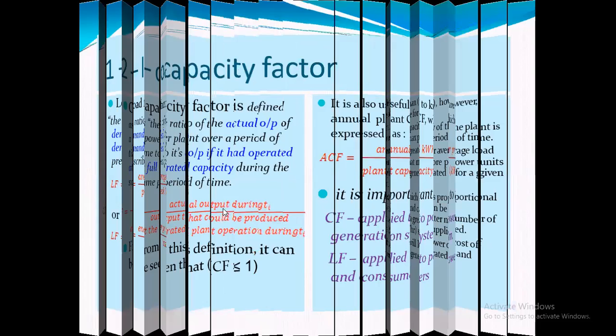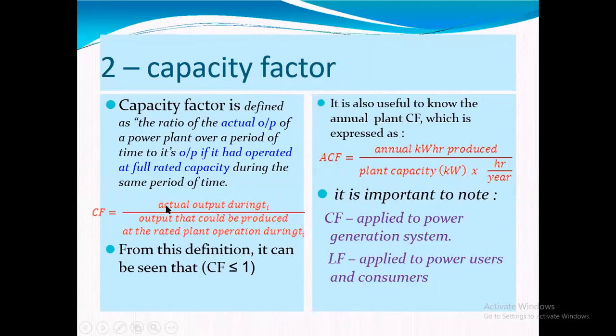Capacity factor. And what is capacity factor? First, we have to understand it by the definition. Capacity factor is defined as the ratio of the actual output of a power plant over a period of time to its output if it had operated at full rated capacity during the same period of time. That means the formula is actual output over the output that could be produced at the rated plant operation. So this is your capacity factor.